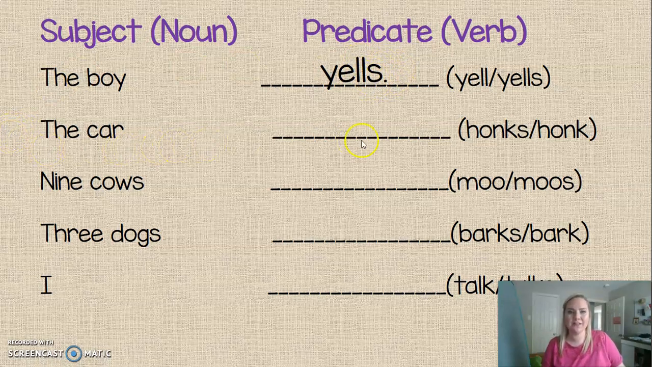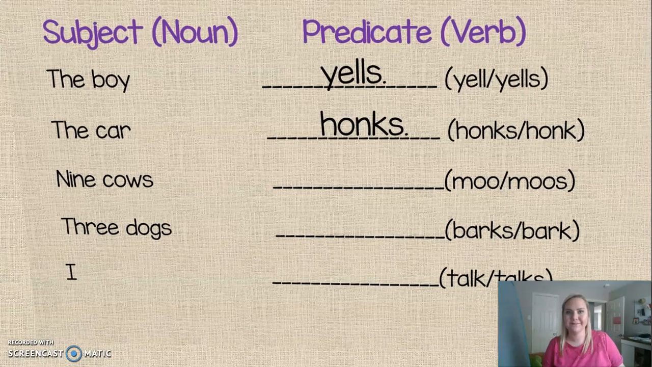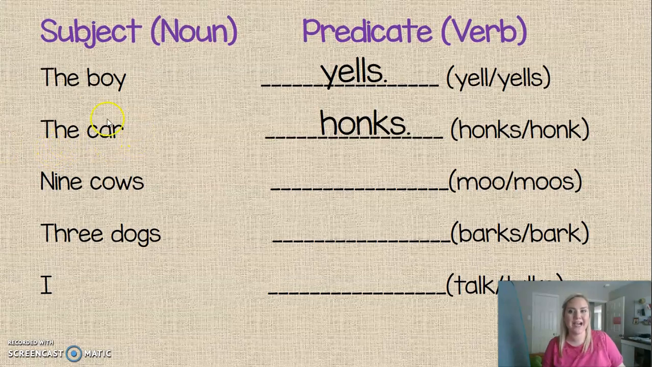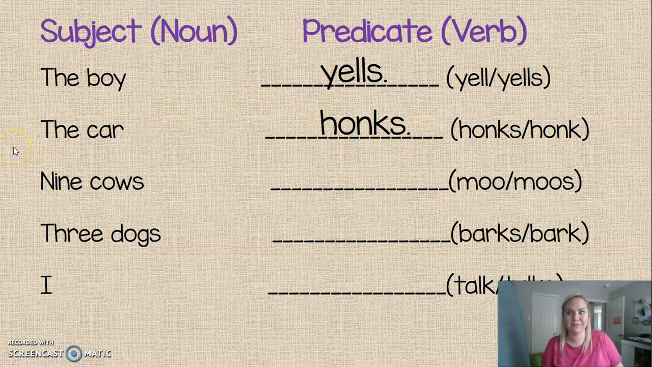The car honks or the car honk? The car honks. I'm talking about one car. It's singular, so I need to add an S at the end on my verb. Now let's try this one. 9 cows moo or 9 cows moos. So first step, I want you to think about, is my noun singular or plural? Because that is going to determine what we do here.